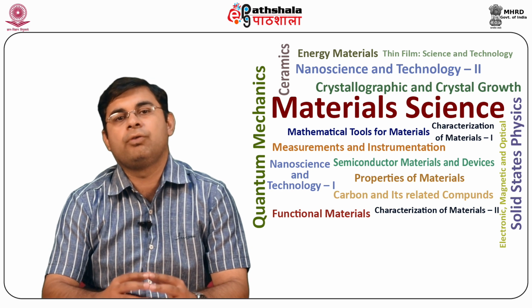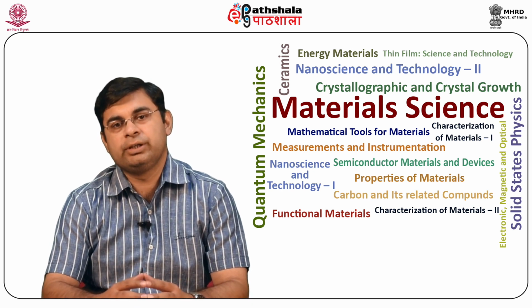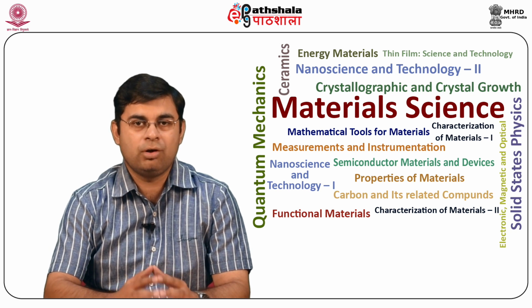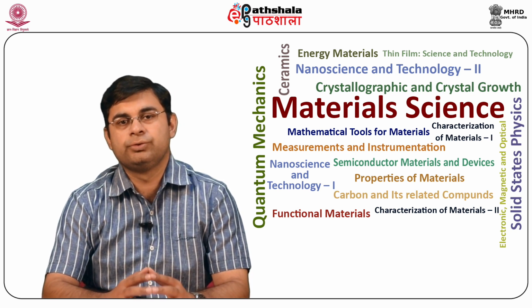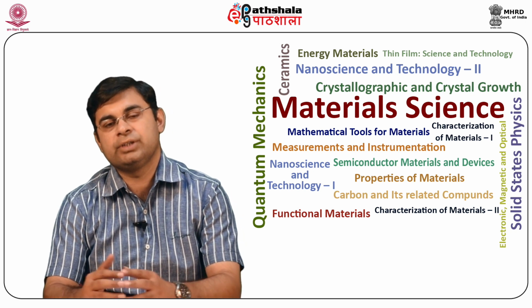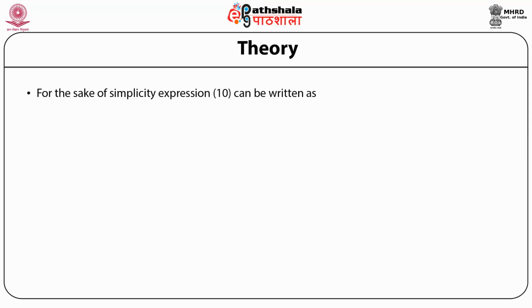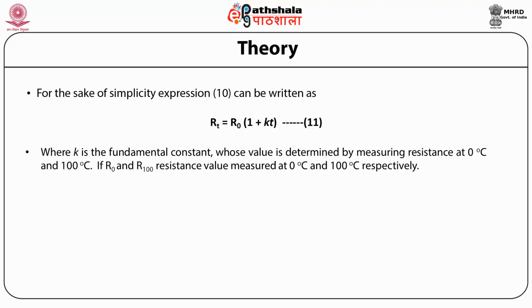The common value of 100 ohms is at 0 degrees centigrade with the temperature coefficient of 0.00391 per degree centigrade. Theory. For the sake of simplicity, expression 10 can be written as RT = R0 × (1 + KT). This is equation 11, where K is the fundamental constant whose value is determined by measuring resistance at 0 degrees centigrade and 100 degrees centigrade.